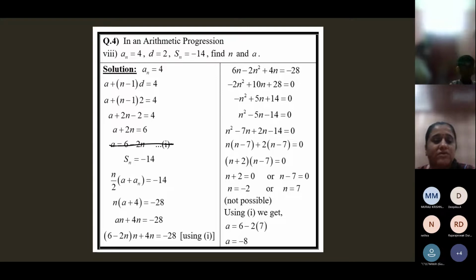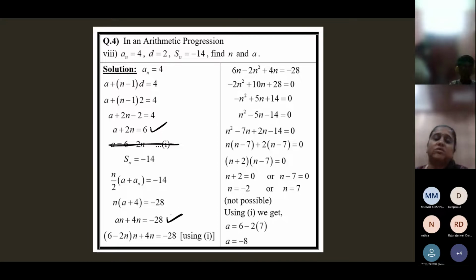Just stop there. Don't write this one. Then you'll take up the next information: Sn is equal to minus 14. You'll work that, and you'll get this equation. Now you look at these two equations.